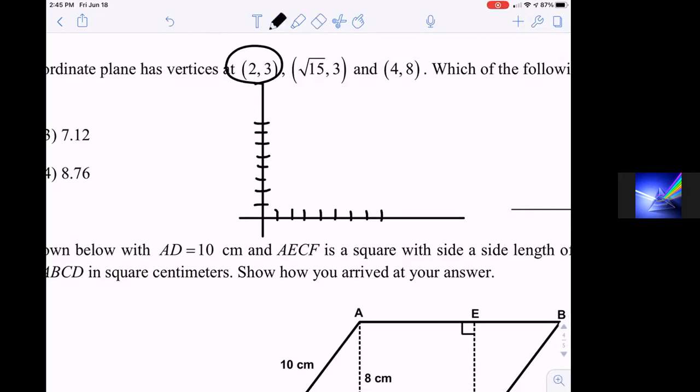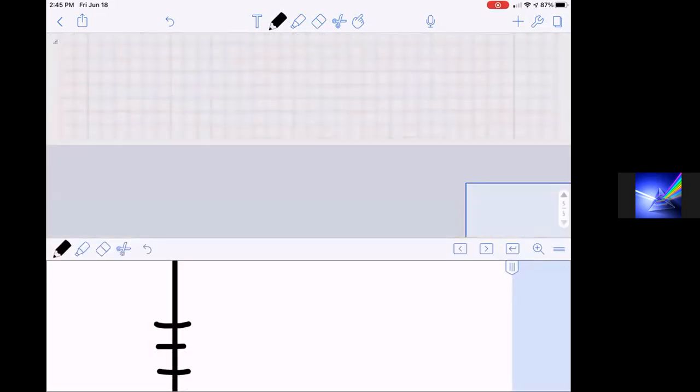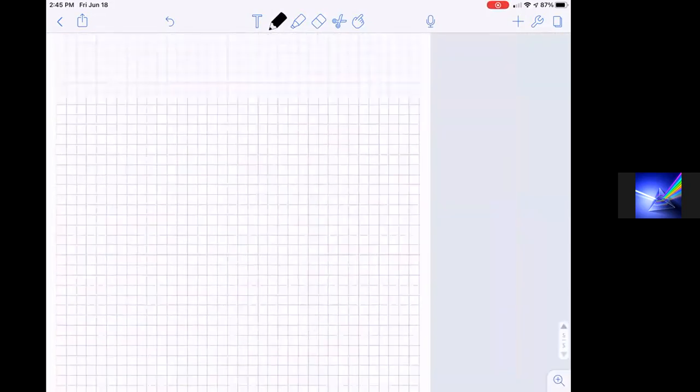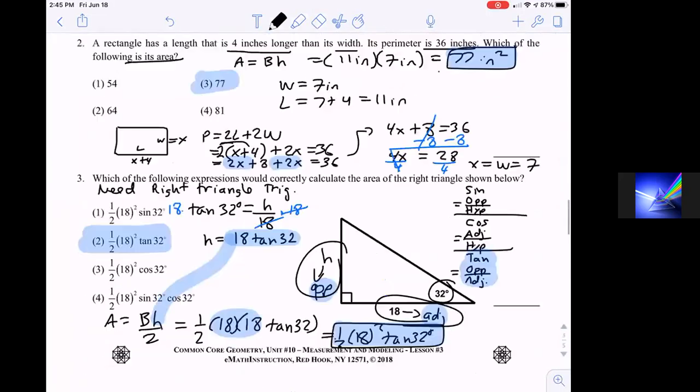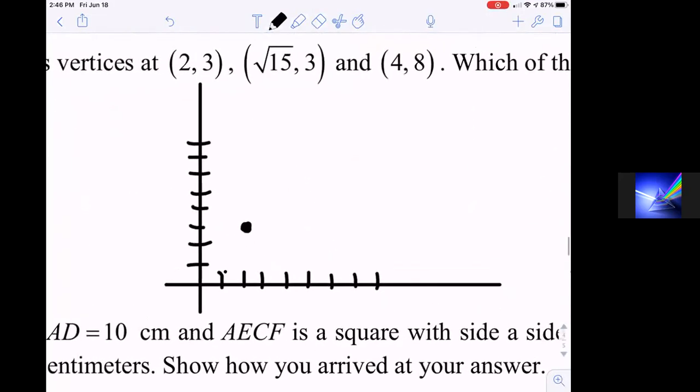Well, the first coordinate point, 2, 3: go over 2, up 3, make a point. That's one vertex of the triangle. This point over here: go over 4, up 8. That's this vertex of the triangle. Sorry about that. Over 4, up 8. That would be this vertex of the triangle right there.